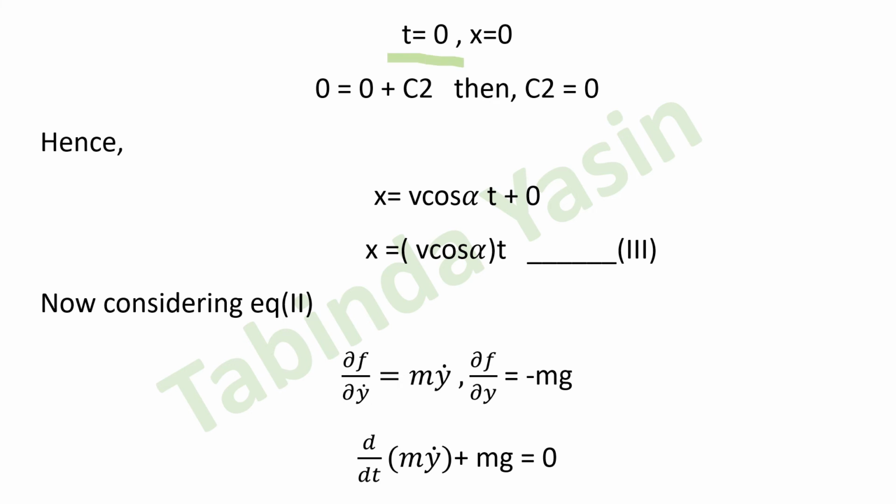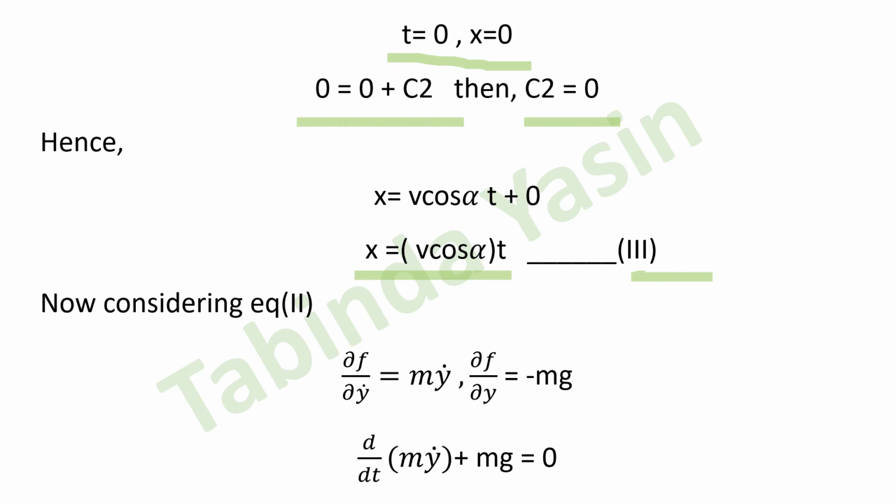Now t is equal to 0 gives x is equal to 0, so substituting that value, we get 0 is equal to 0 plus c2, then c2 is equal to 0. Substituting in the previous equation, we get x is equal to v cos alpha t plus 0, and x is equal to v cos alpha t.